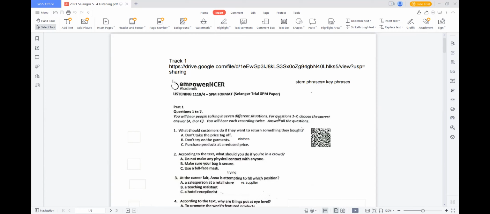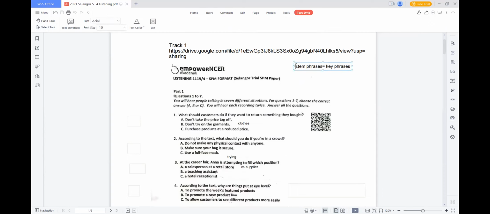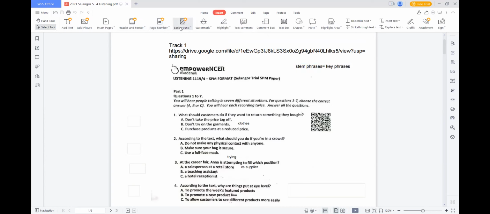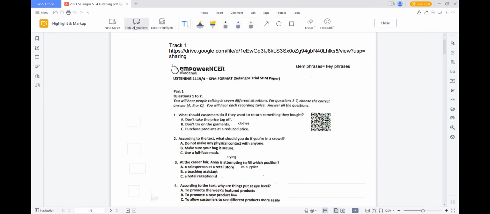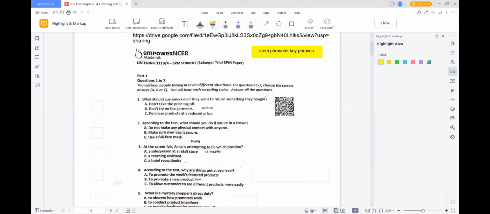All right. So any questions here? If no, then we can directly dive into the questions. Okay, no questions, yeah? Okay, let's look at part 1 here. So again, look for the stem phrase or key phrases. Stem phrase means key phrase. Highlight here. Look for that. So let's look at part 1.